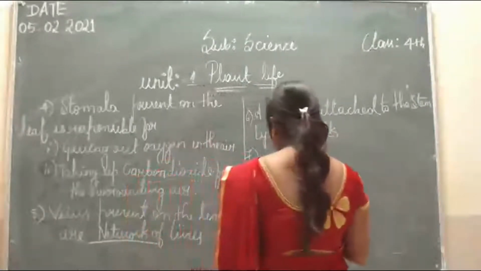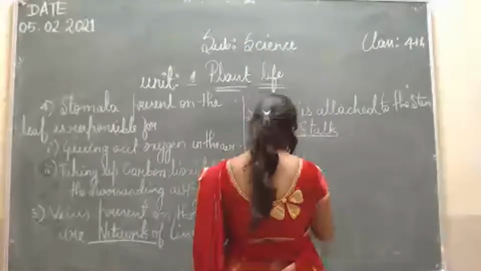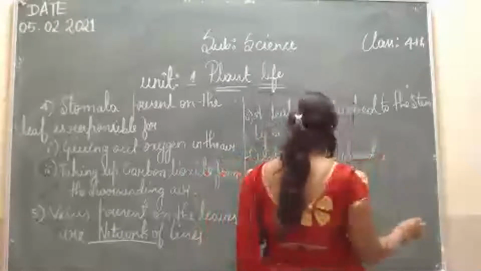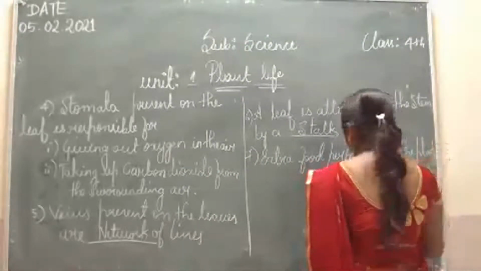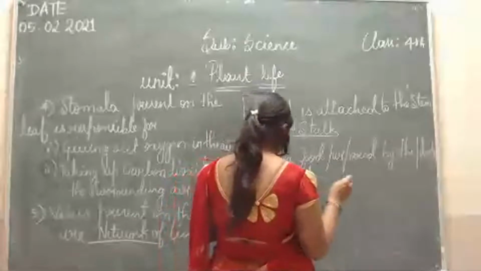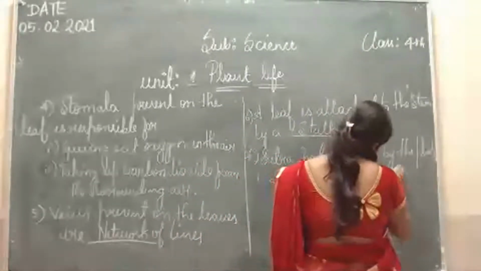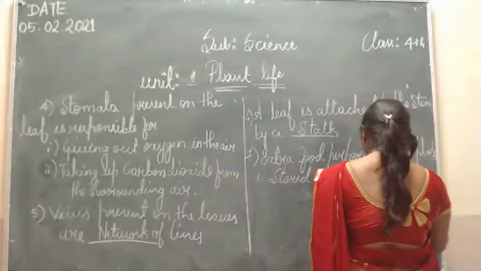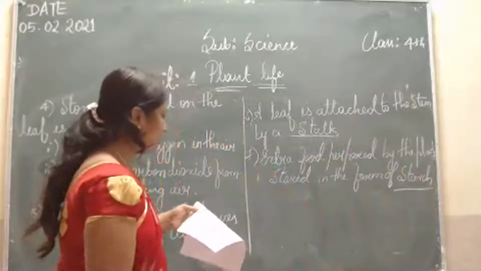And seventh question, food prepared by the plants is stored in the form of, answer is starch. Starch. Okay, it is called starch.